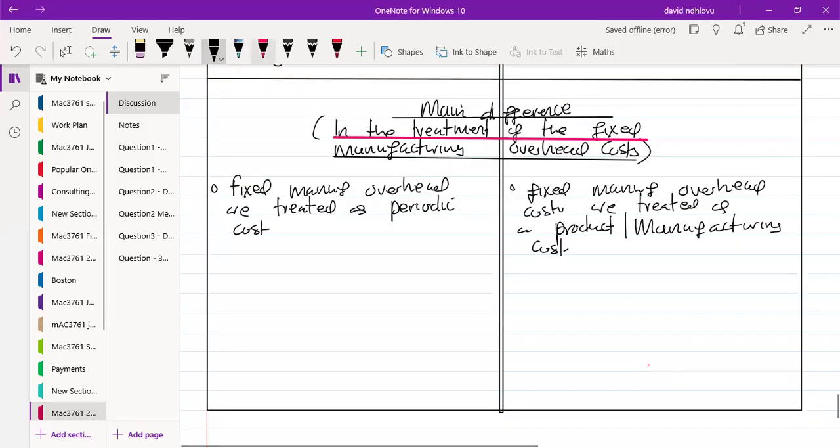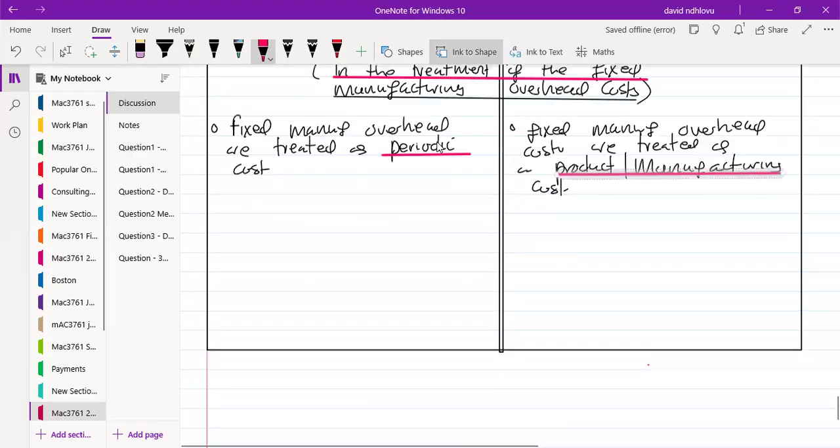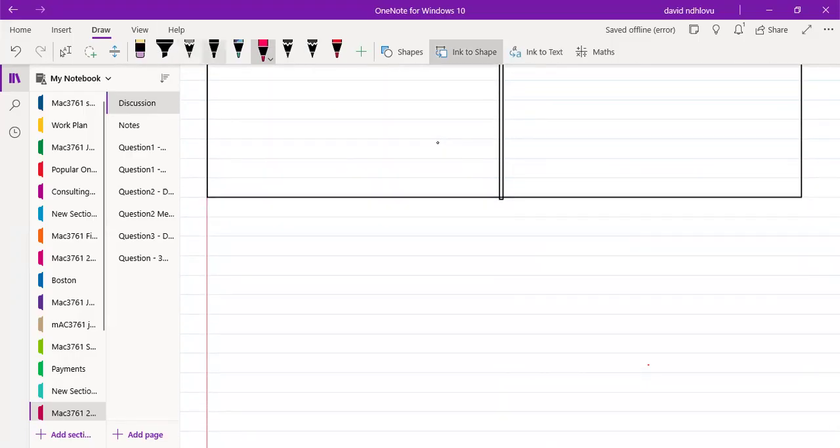So this here is the crux of the matter. How do we treat the fixed manufacturing cost? In one method, we are going to treat it as a periodic cost. In another method, we're going to treat it as a product or manufacturing overhead cost. Let's look at this in detail. I'm going to start by looking at an absorption costing system.